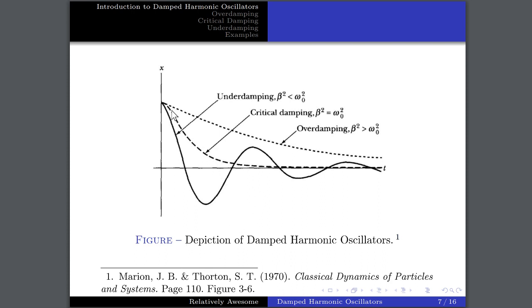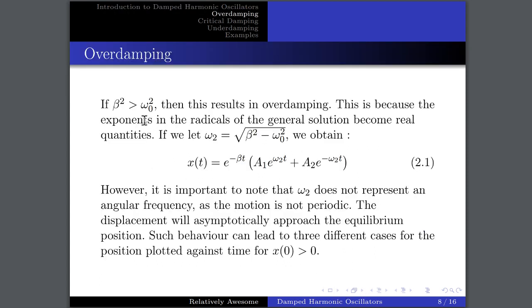One can see that both the critically damped case and the overdamped case are strictly decreasing. However, the only one that is oscillating is the underdamped case, which we will explore later. But first, let us look at the overdamped case. The overdamped case is when beta squared is greater than omega naught squared. This is because this results in overdamping, because the exponents in the radical of the general solution become real quantities, and from this we obtain the following equation.